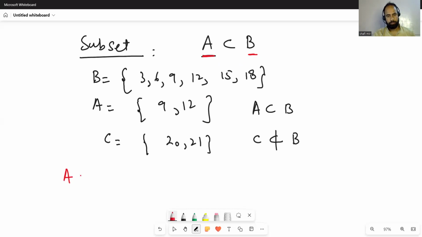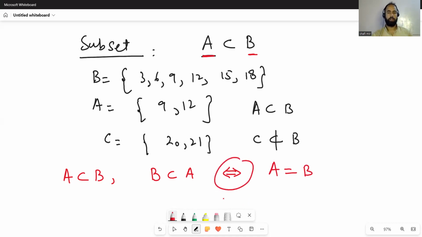If A is a subset of B, and B is also a subset of A, it is only and only possible if A equals B. This symbol means if and only if. If A is a subset of B and B is also a subset of A, this is only possible if the two sets are equal. Got it? So this was about the subsets. I hope this is clear to everyone.